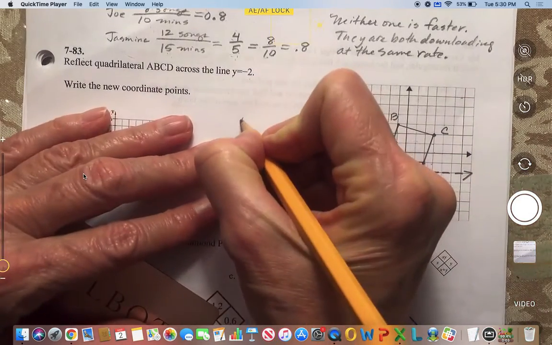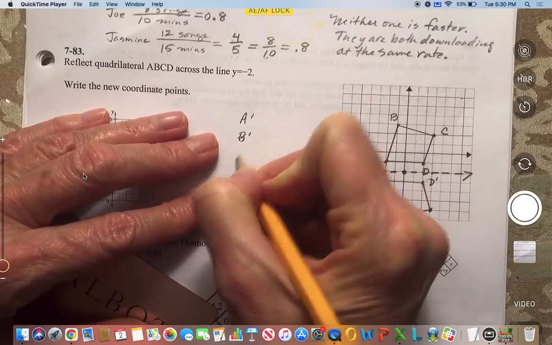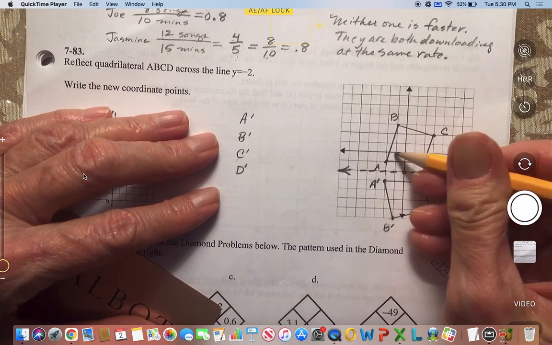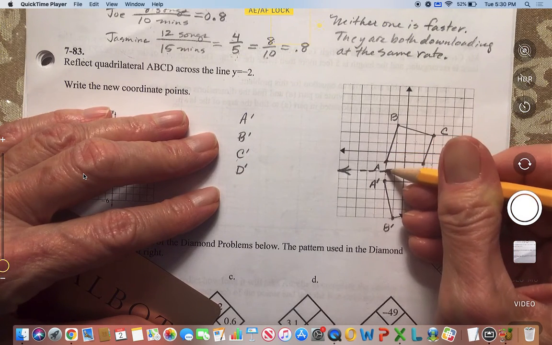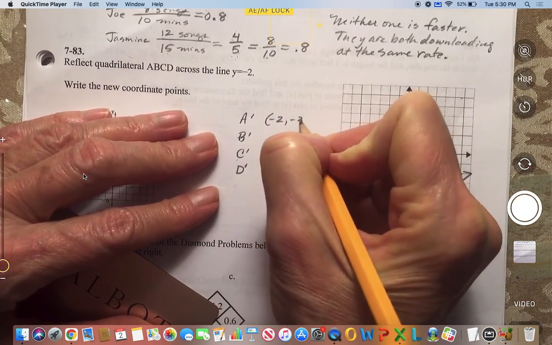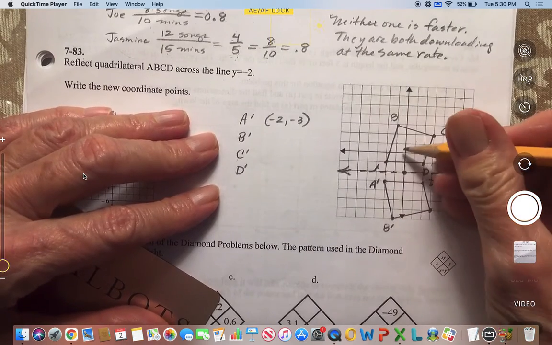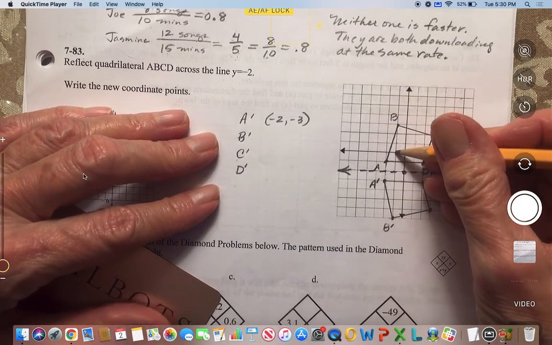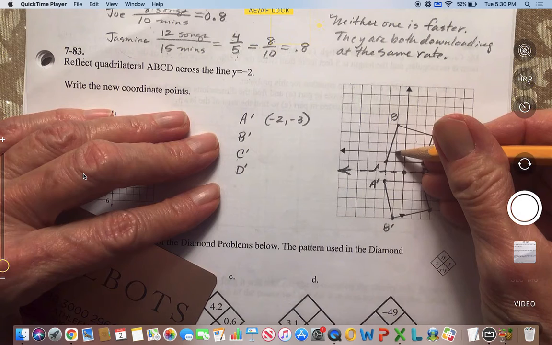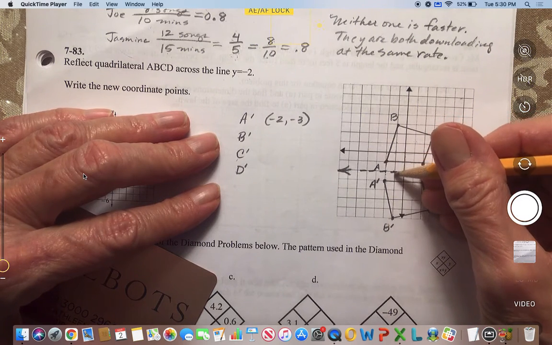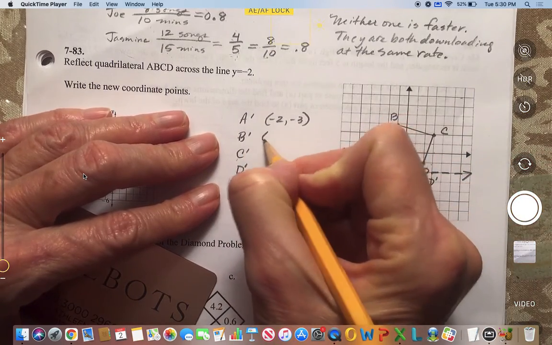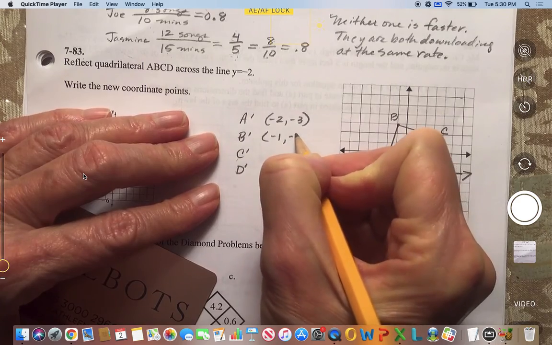Okay, so let's write the coordinates for A prime, B prime, C prime, and D prime. A prime is at -2, 1, 2, 3, -3. So we'll make that -2, -3. So B prime, we'll find the x coordinate first, which is -1. And now we have to find the y coordinate, which is also going to be negative because I need to go in this direction. 1, 2, 3, 4, 5, 6, 7. So that new coordinate is -1, -7.